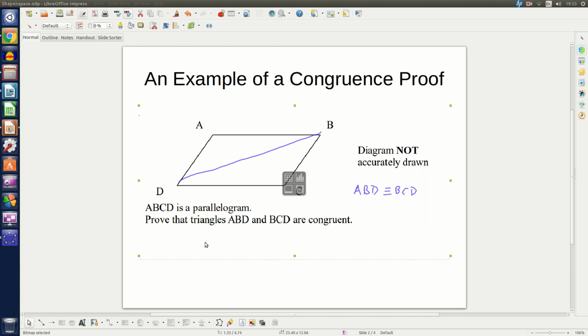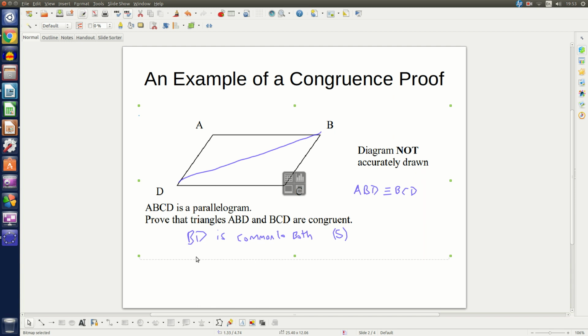Now, first thing I'm going to argue is that BD is common to both. Yeah, it's on both triangles, and therefore I've established that two of the sides are the same. And I always put in brackets at the end of my argument S or A or R, depending on what I've just shown. Now, I haven't really established anything there. I don't really need much of an argument for that because BD is common to both triangles.